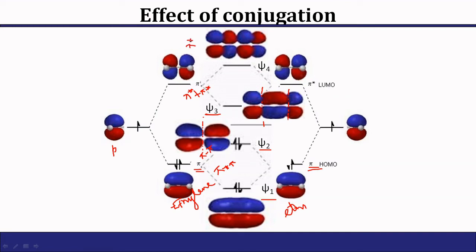Next comes pi star minus pi star. That results in the formation of Xi4. So 1,3-butadiene has 4 molecular orbitals, Xi1, Xi2, Xi3 and Xi4. Xi4 has 3 nodes in it. So this is the molecular orbital diagram for 1,3-butadiene.